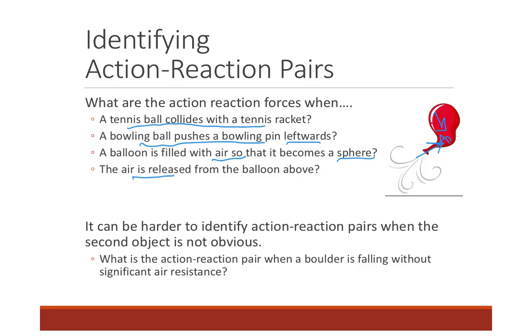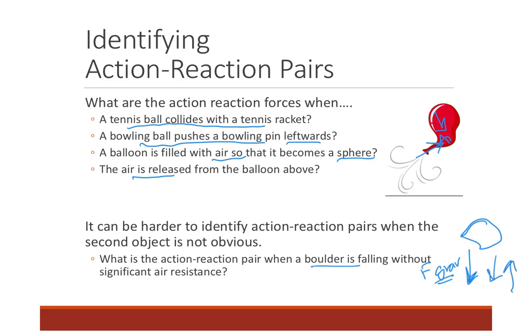It can be harder to identify an action-reaction pair when the second object is not obvious. So if we have a boulder free falling through space, it fell off a cliff, there's no significant air resistance. What action-reaction pair is involved? What force is on the boulder? Well, if it's in free fall, I'll just draw my little rock here. It's free falling in a downward direction. So, of course, this is going to be gravity. The force of gravity is pulling it down, and the gravity is being provided by the Earth.